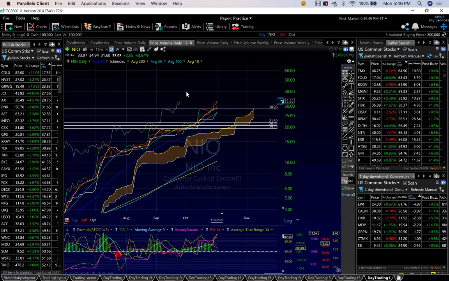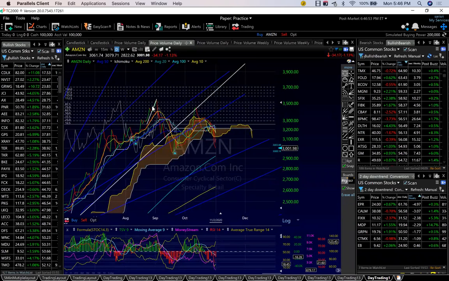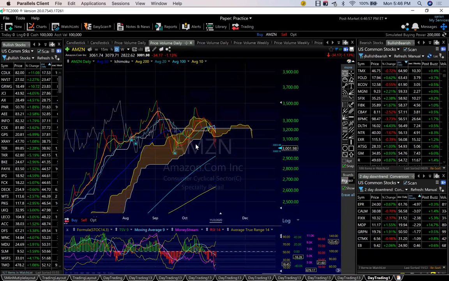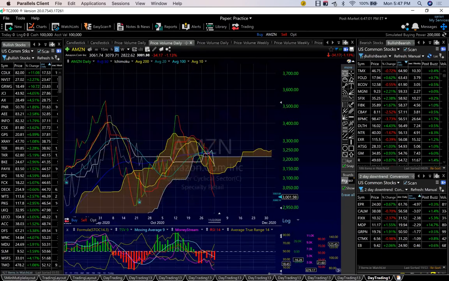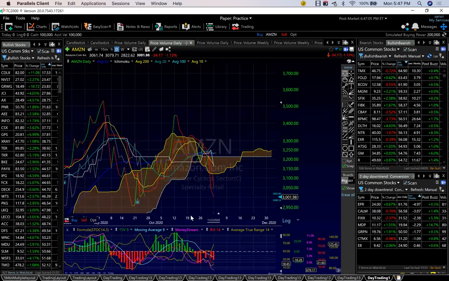Amazon. Okay, let me remove all these lines for the benefit of you. It looks a little bit crowded, but let's make it smaller. According to Ichimoku, it looks very, very bearish.